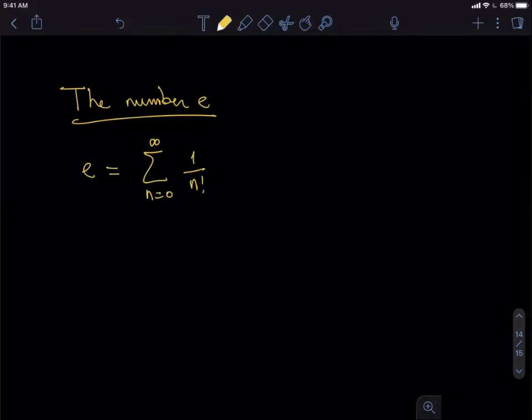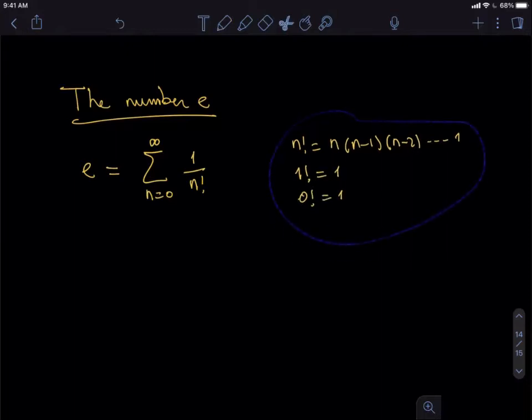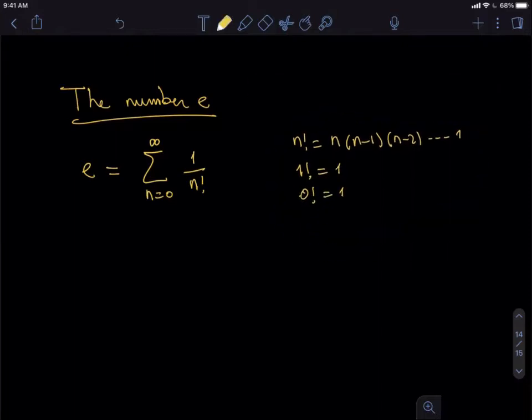Here, remember, n factorial is the product of all the integers that are less than or equal to n, all the way to 1. And by convention, we take 1 factorial equal to 1 and 0 factorial equal to 1 too. Okay, the last one is by definition.